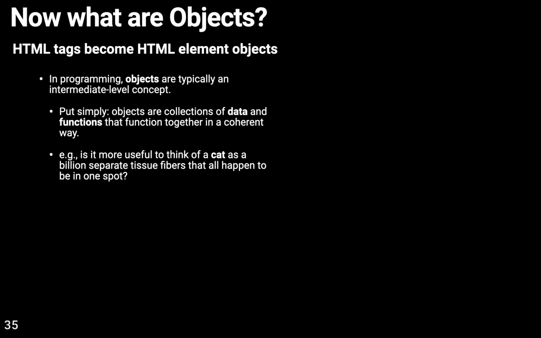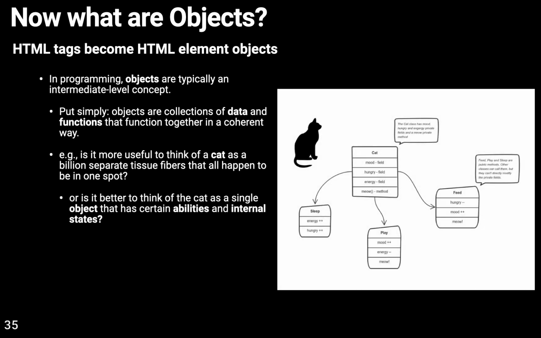Is it useful to think of a cat as just a billion separate tissue fibers that all happen to be in one spot, just coincidentally aligned together? Or is it more useful to think of a cat as a single object? And I mean that in the generic sense. I'm not calling all cats things. They're borderline people. But they are a single thing, a single entity that has abilities and internal states, right?